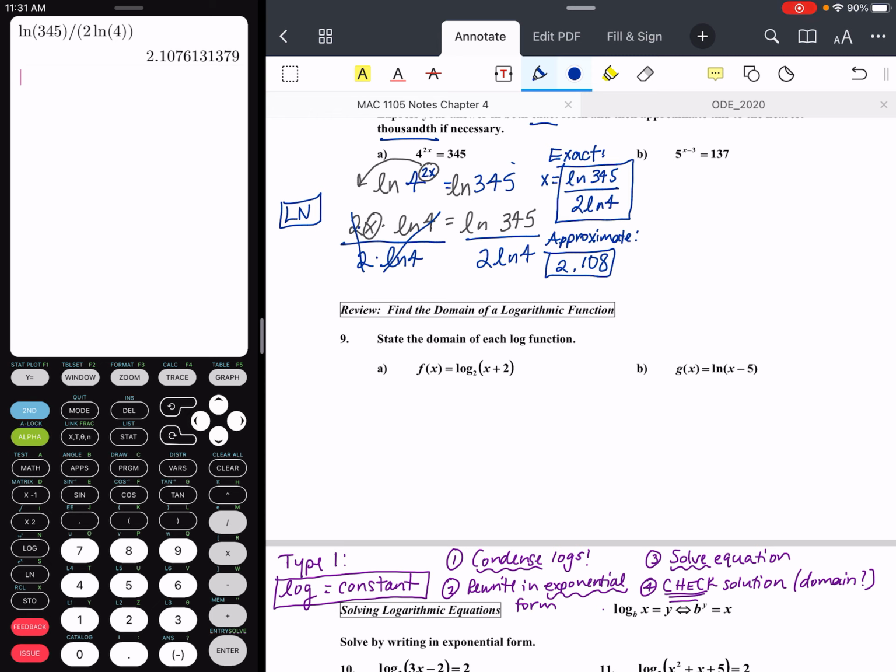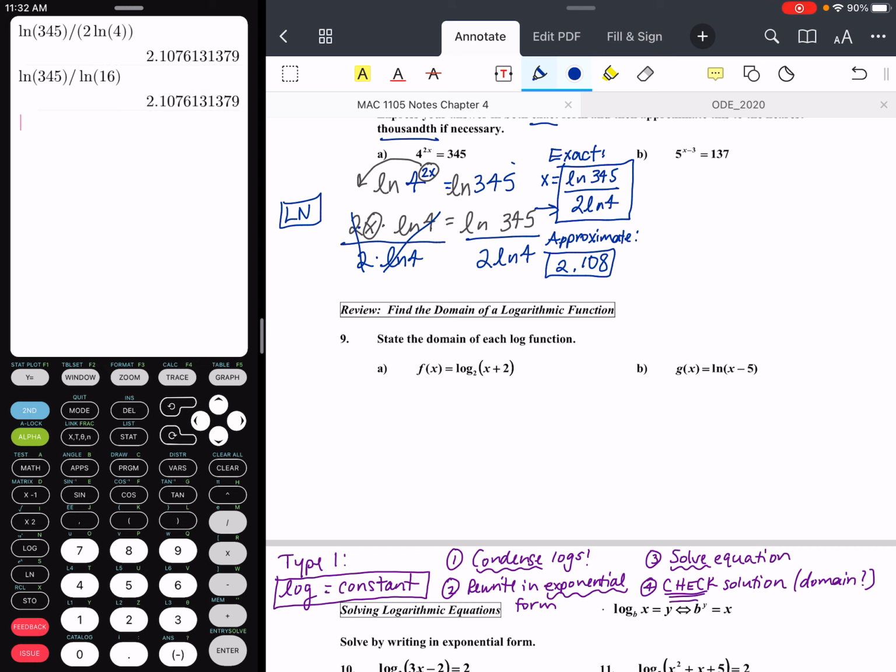Okay, and before we move on to part B, I just want to point out that for our exact answer, we got natural log of 345 divided by 2 times the natural log of 4. In the denominator, if I apply the power rule in reverse, 2 times the natural log of 4 is equal to the natural log of 4 squared, which is the natural log of 16. So if I type in my calculator, natural log of 345 divided by natural log of 16, I still get the same approximation.